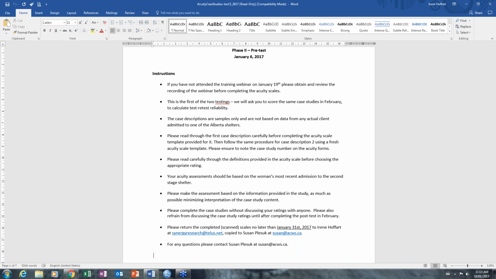Again, another important thing is to make the assessment based on the information provided in the study. What had occurred last time we tried this is people started reading into it. They just assumed that because she was looking for admission to second stage shelter, that she must have been in emergency shelter. Well, that wasn't necessarily the case in the case study. So you have to really just read through the case study and only base your assessment on what's written there.